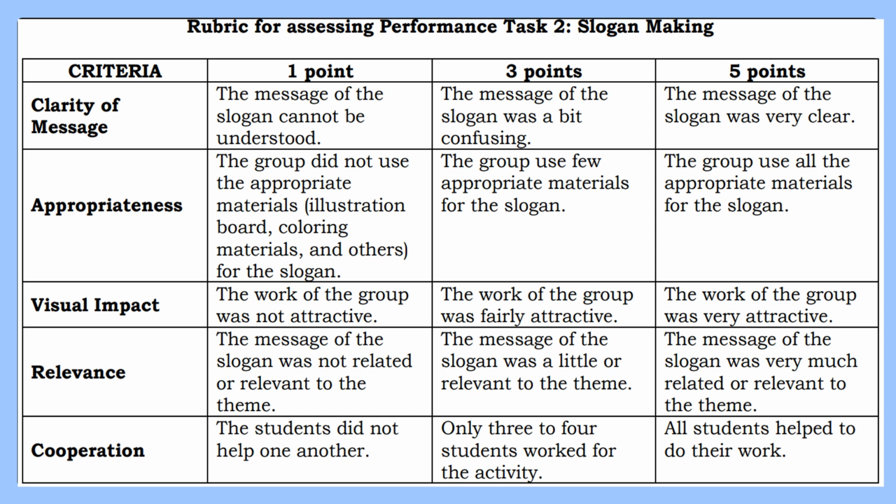Rubric for assessing Performance Task 2, slogan making. Criteria: clarity of message, appropriateness, visual impact, relevance, and cooperation. 5 points being the highest and 1 point being the lowest.